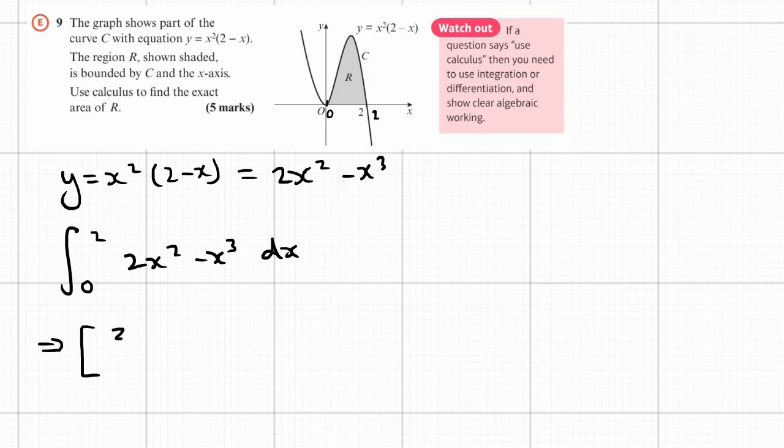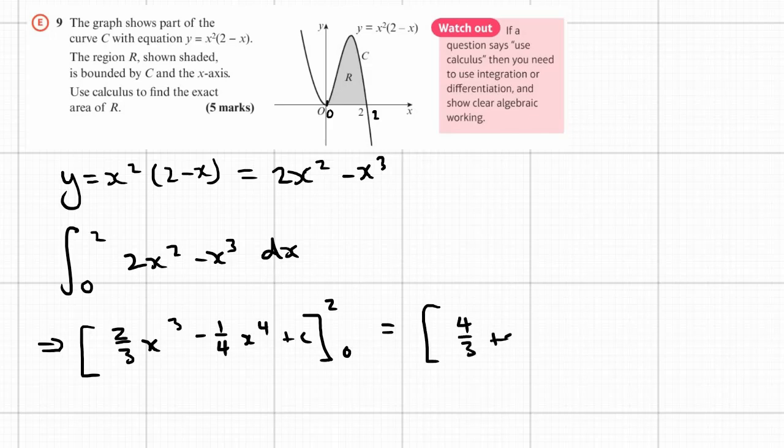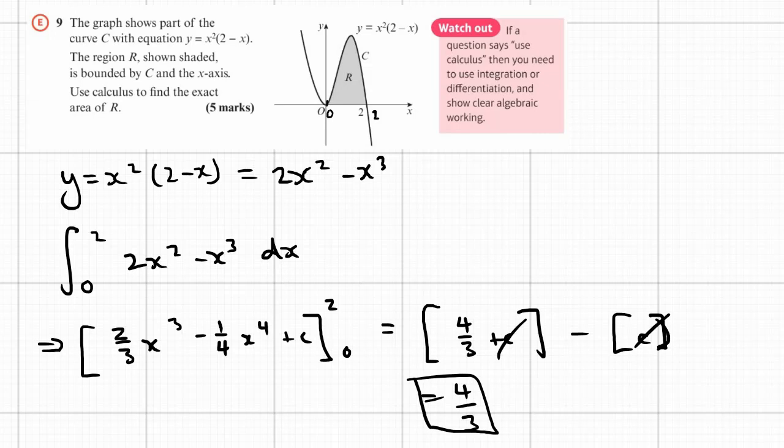So, integrating this between 2 and 0, and I'm not going to do the whole substituting in. If you substitute this in, you will get 4 over 3 plus c, and here you will just get c. They cancel out, and you get 4 over 3. It's actually quite a nice, easy question.